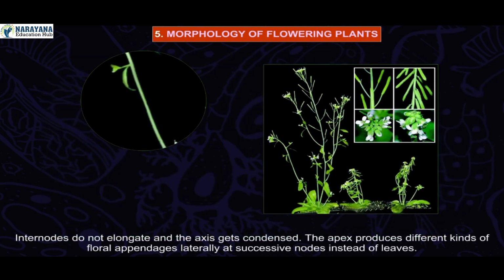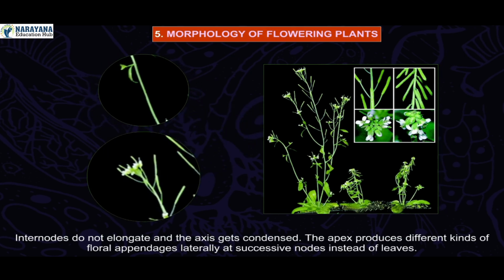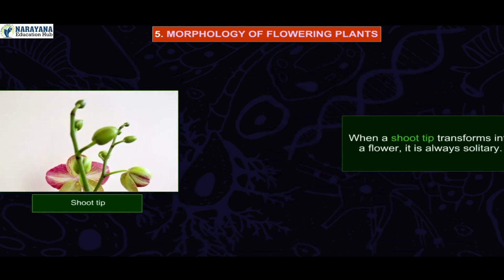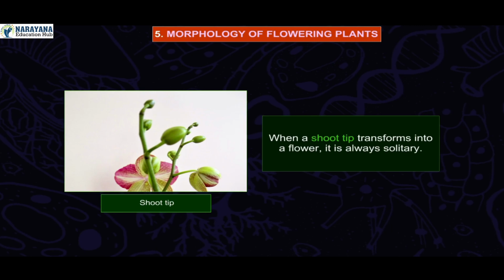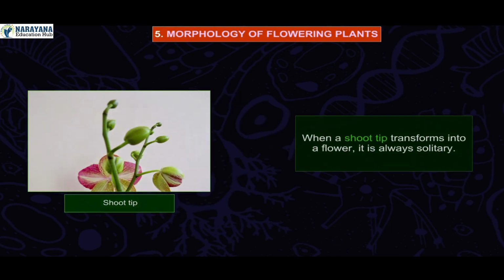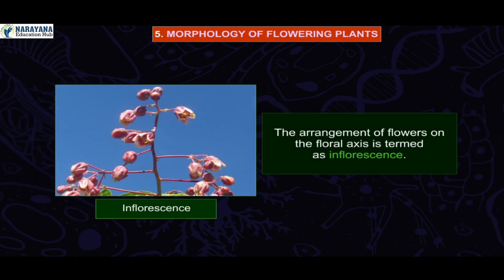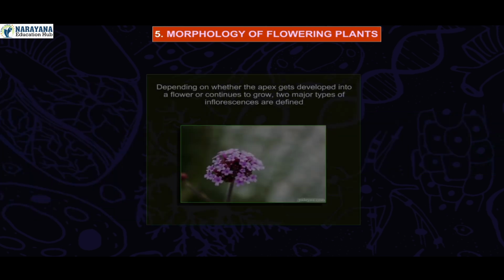Internodes do not elongate, and the axis gets condensed. The apex produces different kinds of floral appendages laterally at successive nodes instead of leaves. When a shoot tip transforms into a flower, it is always solitary. The arrangement of flowers on the floral axis is termed as inflorescence.